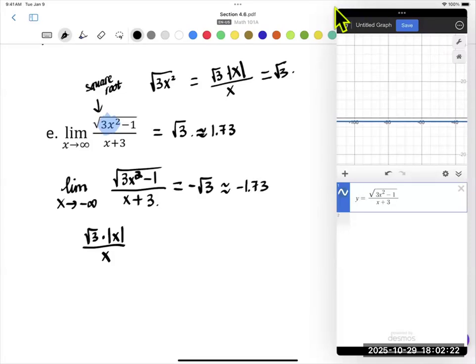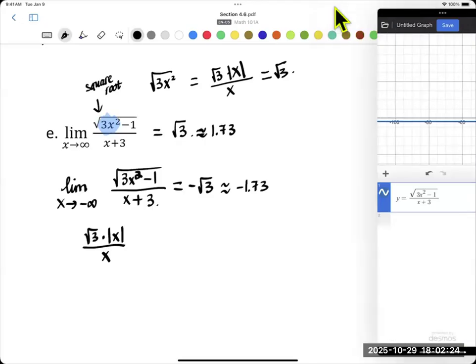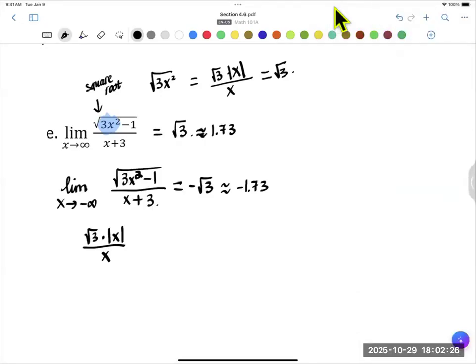And that is the end behavior. So it means for this problem, you will have two horizontal asymptotes. y equals 1.73, or y equals square root of 3 and negative square root of 3, will be your horizontal asymptotes. Okay, one function can have two horizontal asymptotes.